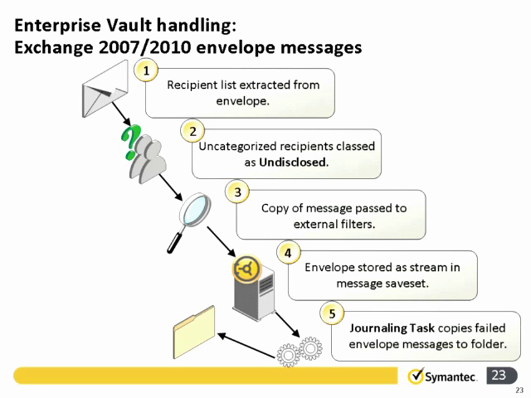And then the journaling task will copy anything that failed to be archived into a folder called the failed to journal folder. And we'll look a little bit more about how it responds to that particular process a little bit later in the lesson.